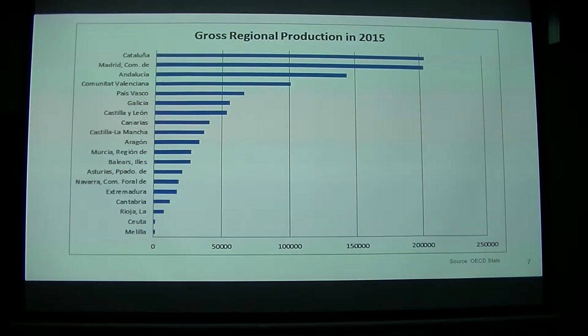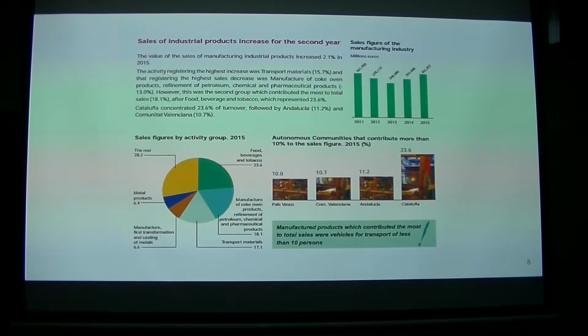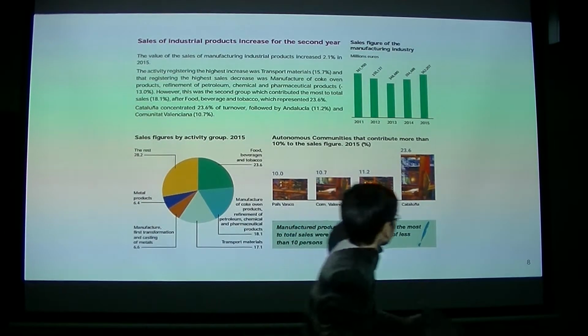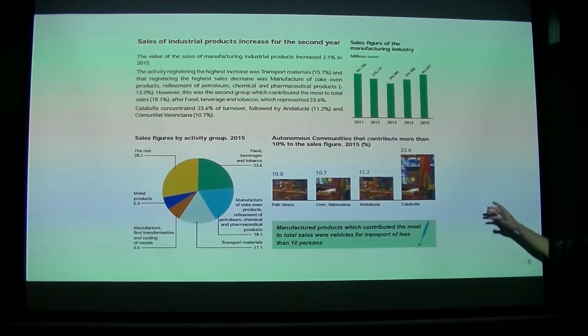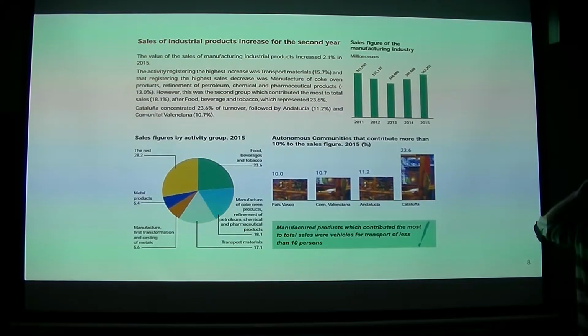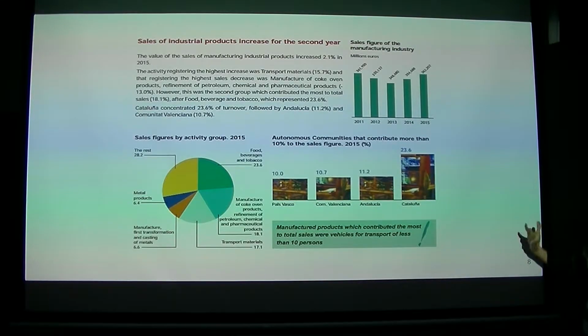And next, gross regional production. As I mentioned, Catalonia has a lot of production, and regarding regions, Catalonia is the highest and the most productive region, more than Madrid. Madrid is the capital, but Catalonia has power. Please look at this. These are the autonomous communities that contribute more than 10% to the sales figure of, easily saying, manufacturing. Catalonia has a very large power in manufacturing.